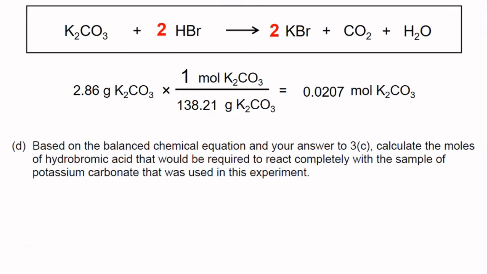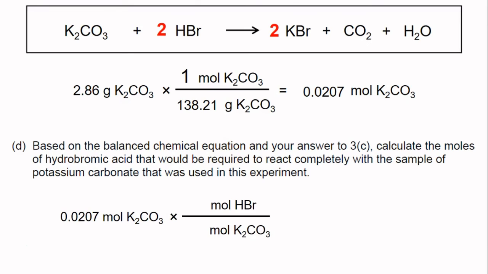In part D, it says, based on the balanced chemical equation and your answer to 3C, calculate the moles of hydrobromic acid that would be required to react completely with the sample of potassium carbonate that was used in this experiment. So if we take 0.0207 moles of potassium carbonate and we convert this into moles of HBr, hydrobromic acid, that will be a simple 2:1 mole ratio based on the coefficients in the balanced chemical equation. So 0.0207 times 2 is 0.0414 moles of HBr.